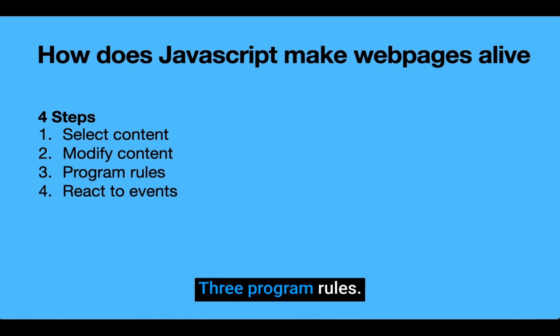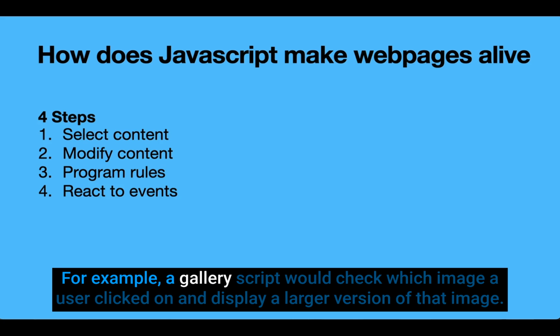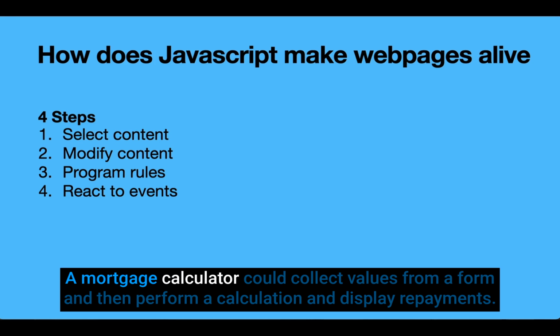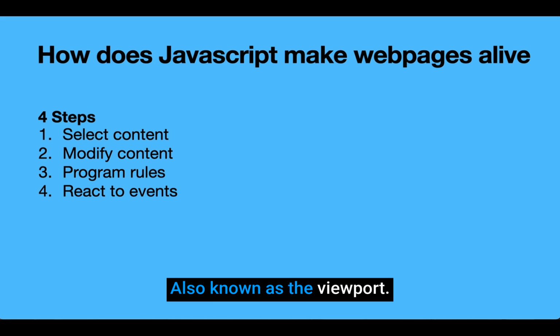3. Program rules. You can specify a set of steps for the browser to follow, much like a recipe or a manual, which allows it to access or change the content of the page. For example, a gallery script would check which image a user clicked on and display a larger version of that image. A mortgage calculator could collect values from a form and then perform a calculation and display repayments. An animation could check the dimensions of the browser window and move an image to the bottom of the viewable area, also known as the viewport.